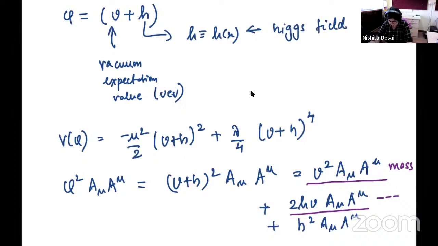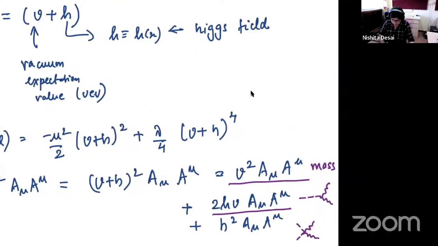So one Higgs with two gauge bosons. And this last term is where you have two Higgses with two gauge bosons. Okay, so these are the three terms that result from this. So what we've achieved here essentially is this.